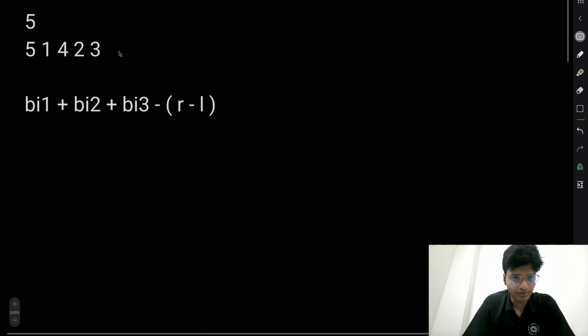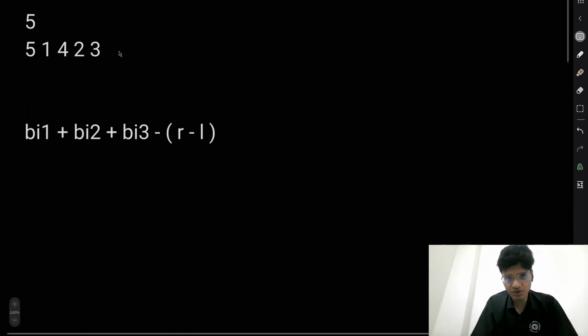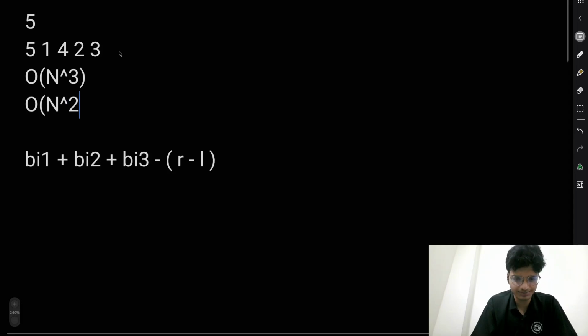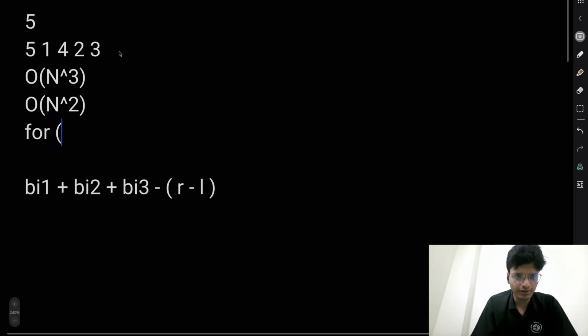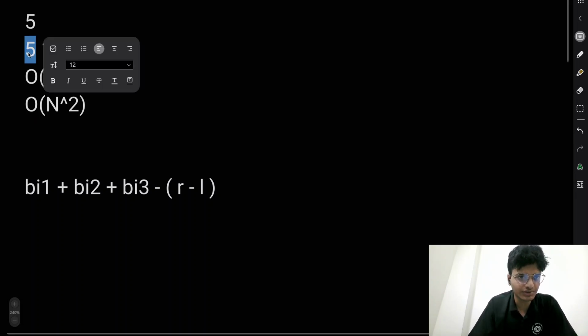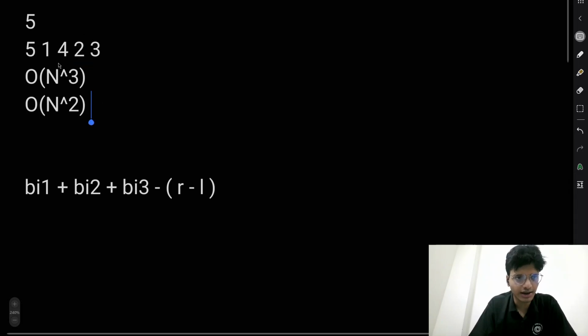We can go with brute force. I will tell you brute force first. The brute force comes out to be order of n cubed: iterate three times, choose three of them, and subtract R minus L. And we can do this in order of n squared too. With a for loop, we choose one index, and at the jth index we choose two, then find the maximum so far. That is done in order of n squared.